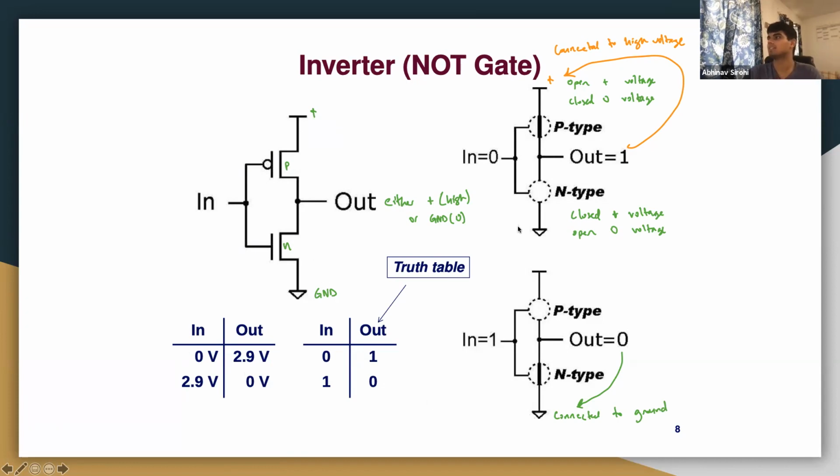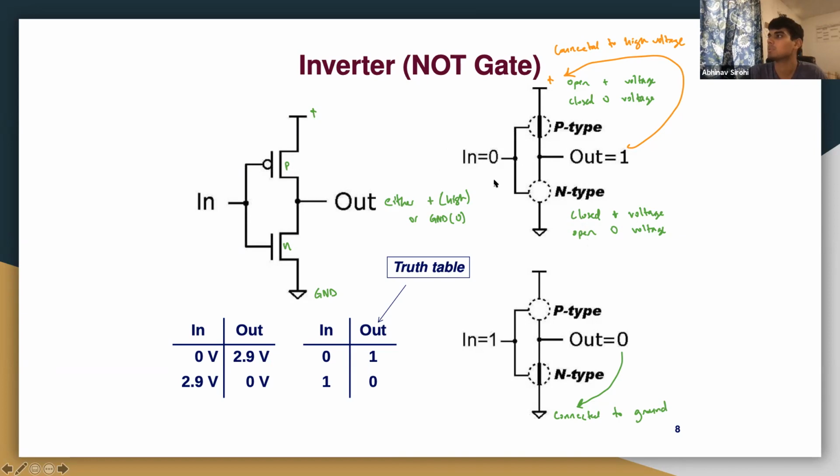So let's take a look at this here. If our input is 0, what happens? We talked about P-type gates, right? P-type gates are open when you enter a positive input, but they're closed when you enter a 0 input. And N-types are closed when you enter a positive input, and open when you enter a 0 input.